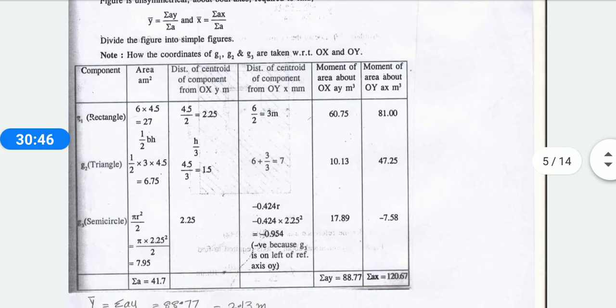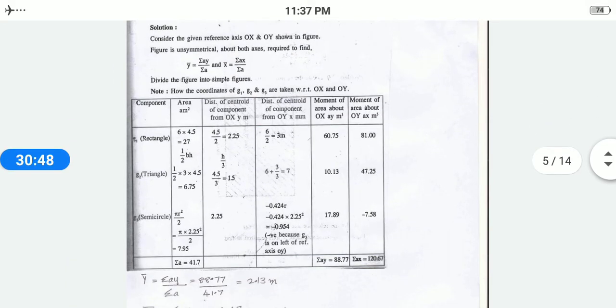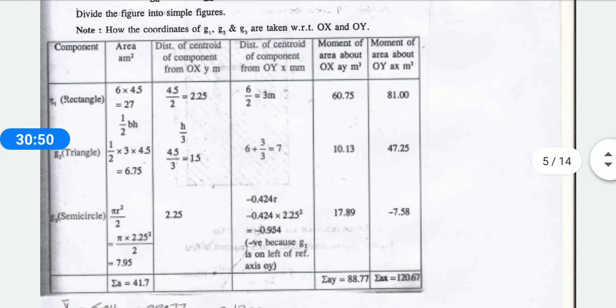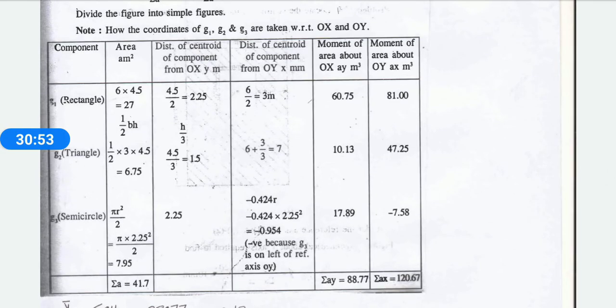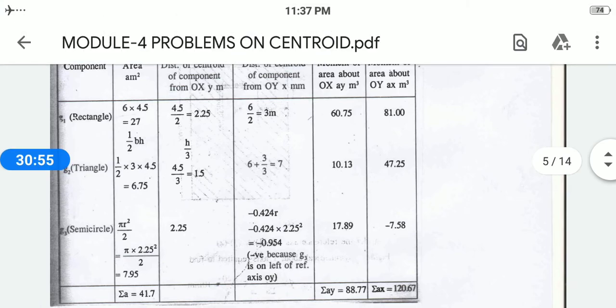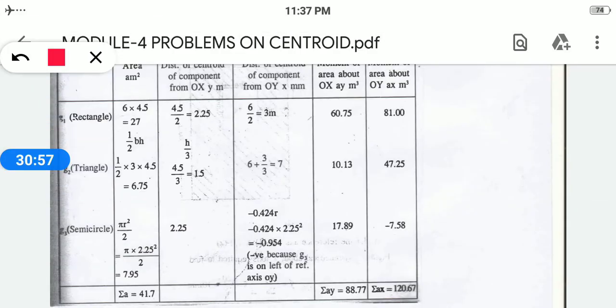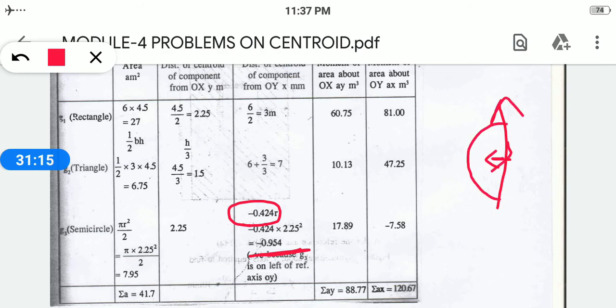See, the formula for your semicircle is 4r divided by 3 pi. That can be reduced to 0.424 r from the table. This value they have taken from your table, so no need to panic. When you substitute the values, you will get 0.954, but it is in a negative direction. Why? Because your semicircle lies on the left side of your axis. So that is why they mentioned negative.